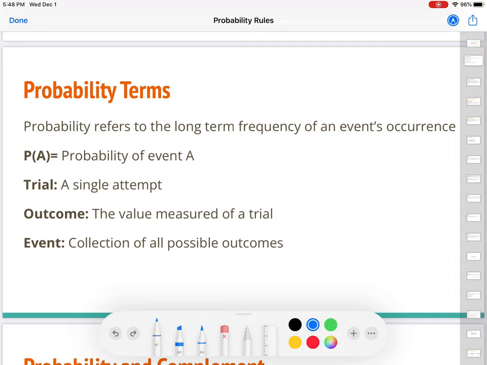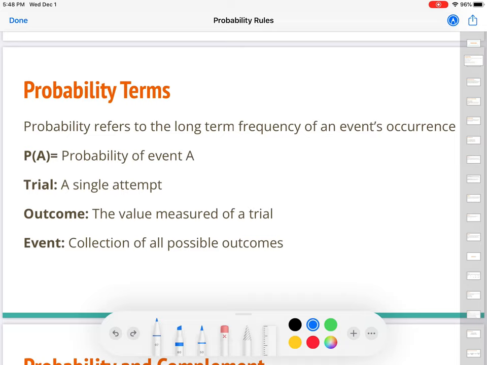The outcome is the value that's measured of the trial. So that would be either heads or tails. And the event is the collection of all of those possible outcomes. So if we were to do the probability of event A, it would be, what's the likelihood of getting a head or a tail.